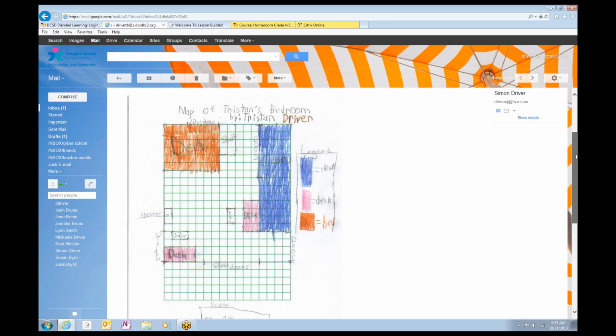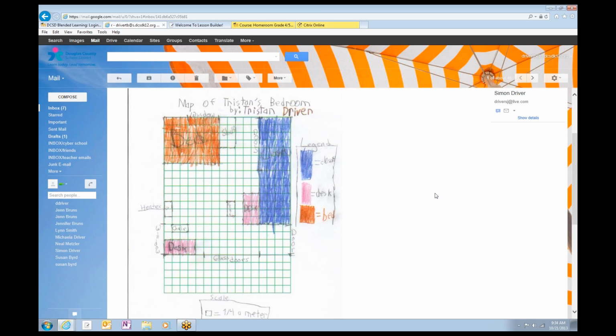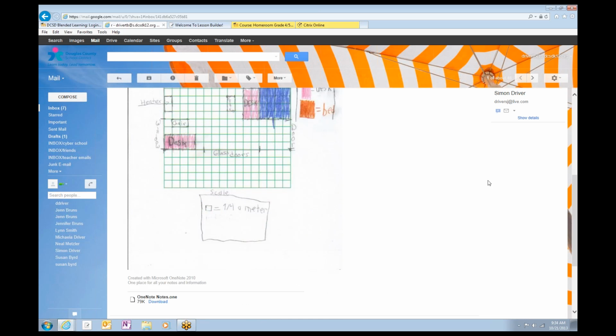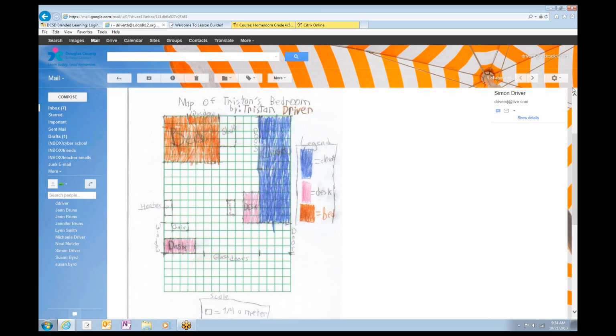If we're thinking about feet, customary scales, about how long would that be? Probably about 1 foot. About 1 foot. Perfect. Okay, so tell us about your legend.